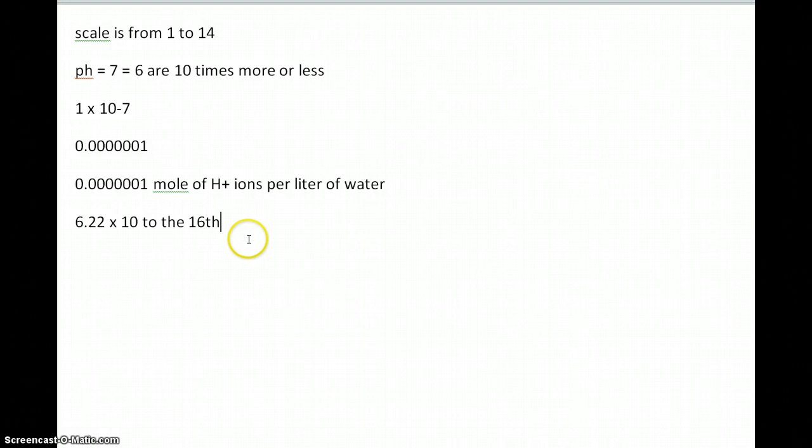Now, what if we have a pH of 6? 6 is a smaller number, but there's going to be more hydrogen ions. Because if we multiply it by that instead of this, then 6.22 times 10 to the 17th is 10 times more. If we go to a pH of 5, 10 to the 18th is 100 times more.